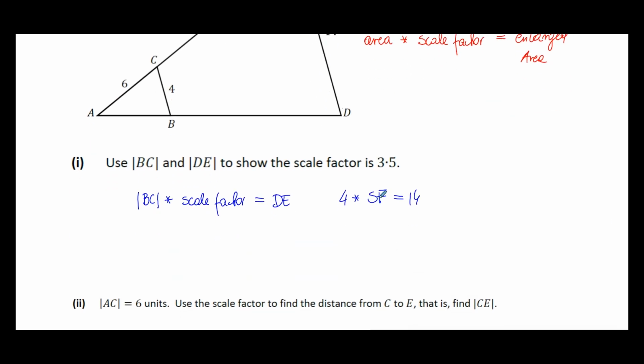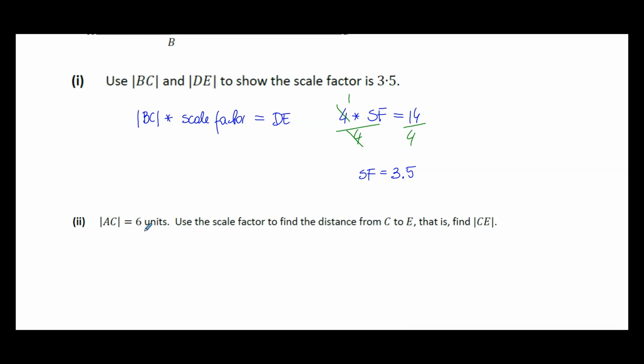So if I want to find SF, not multiply by 4, how do I eliminate multiplication? Always the same, by dividing, and dividing both sides of the equation, because 4 divided by 4 is 1, and 1 multiplied by SF will be SF. And when we put in our calculator 14 divided by 4, we're going to get that the scale factor is therefore 3.5.